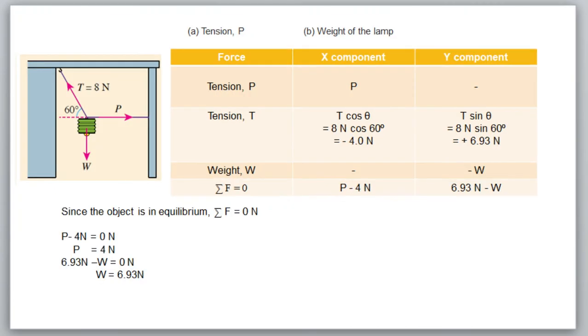Okay? Since the object is in equilibrium, total net force acted on the lamp is 0 Newton. So for X component, P minus 4 Newton equal to 0 Newton. Thus P is 4 Newton. So that is the value of P, 4 Newton. And for the W in Y component, it is 6.93 Newton minus W equal to 0 Newton. So W equal to 6.93 Newton.